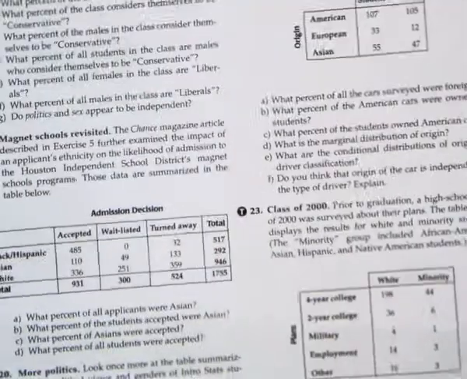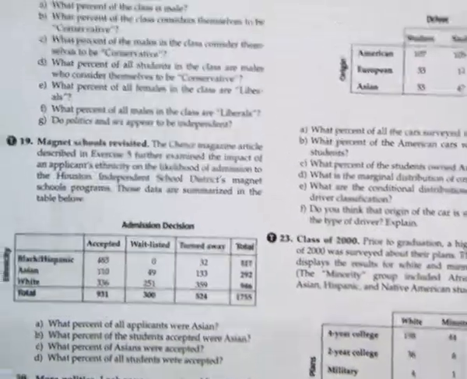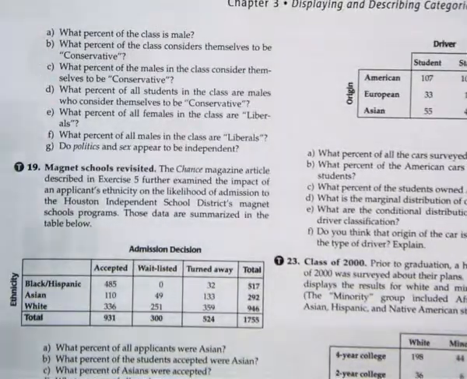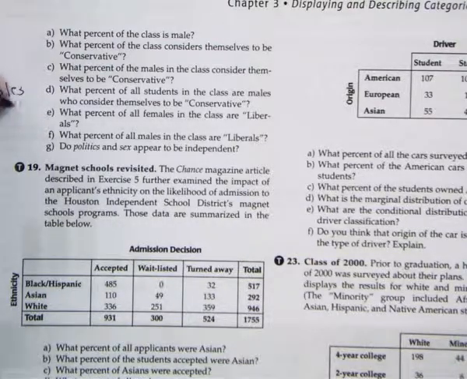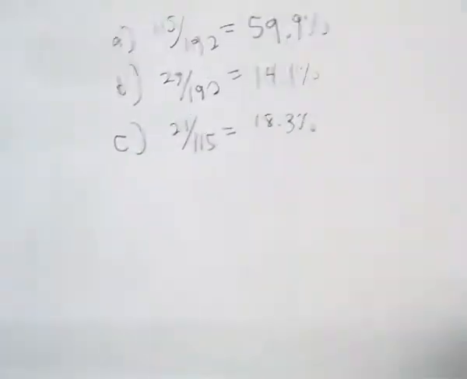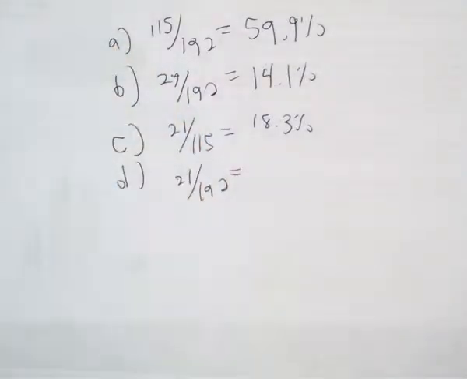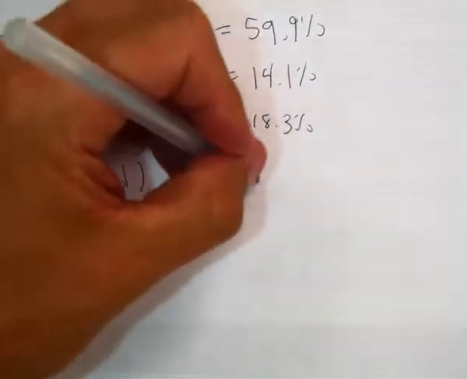And then question D says, what percent of all students in the class are males who consider themselves to be conservative? So another way of reading that is males and conservative. So if I look at the table, males and conservative, or conservative males, there's 21 of them. I'm not just looking at males, I'm looking at everyone. So it's 21 out of 192. And if I do that, I get about 10.9%.